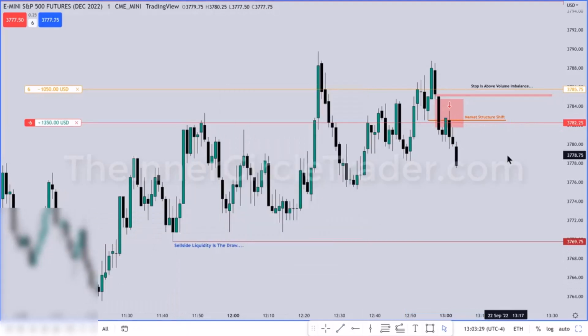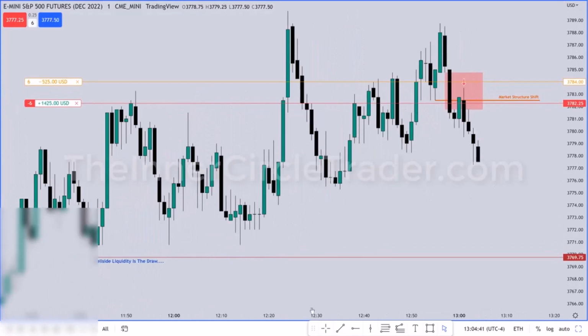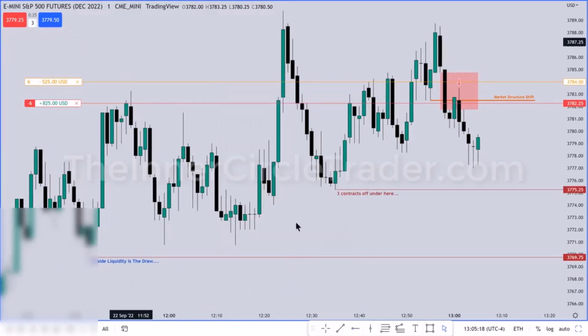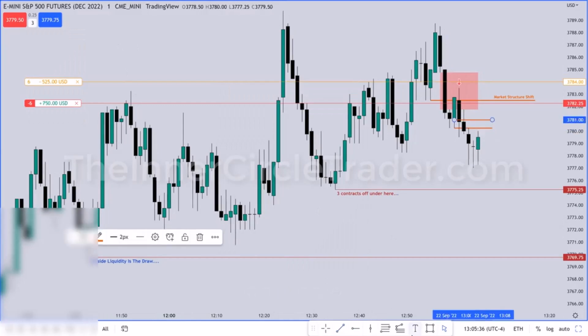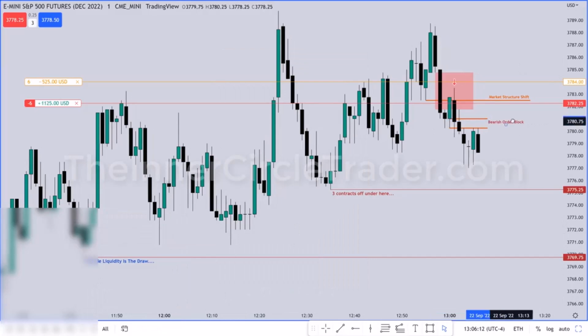Market structure shift on that swing low there. And there's a bearish order block that I'm going to trade off of as an additional pyramid entry. First partial will be underneath that low noted. Here's my bearish order block, and I'll sell short in there.